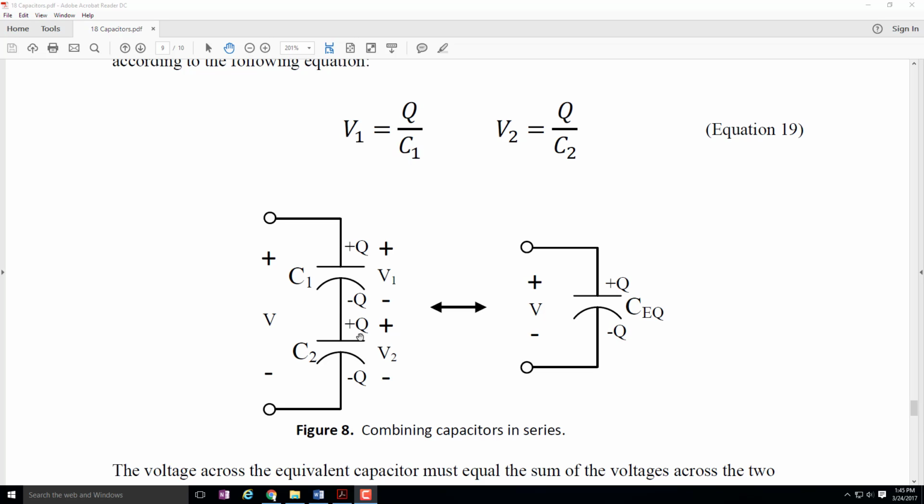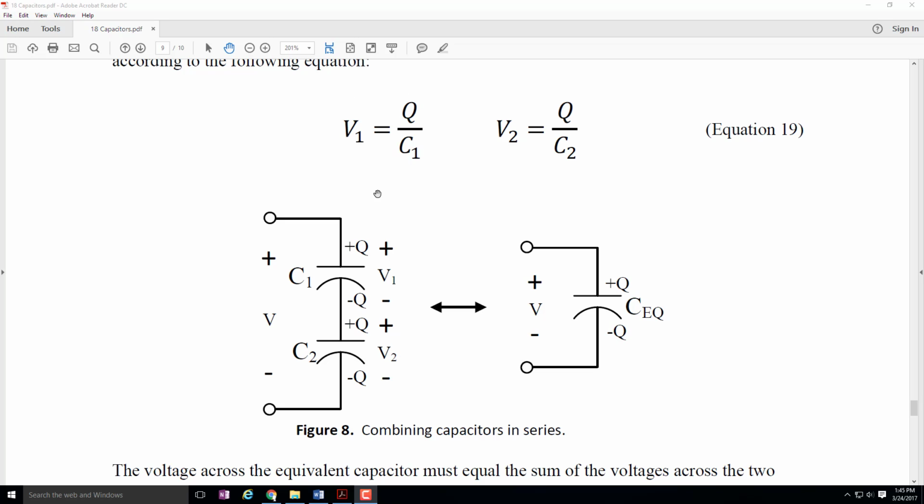And so therefore we know that positive Q and negative Q have to appear on these two plates, and therefore we know that the two capacitors, plus Q and minus Q on the bottom, plus Q and minus Q on the top, those two charges have to be equal to one another. Now the voltages don't have to be the same, because if the capacitances are different and the charges are the same, then the voltages have to be different.